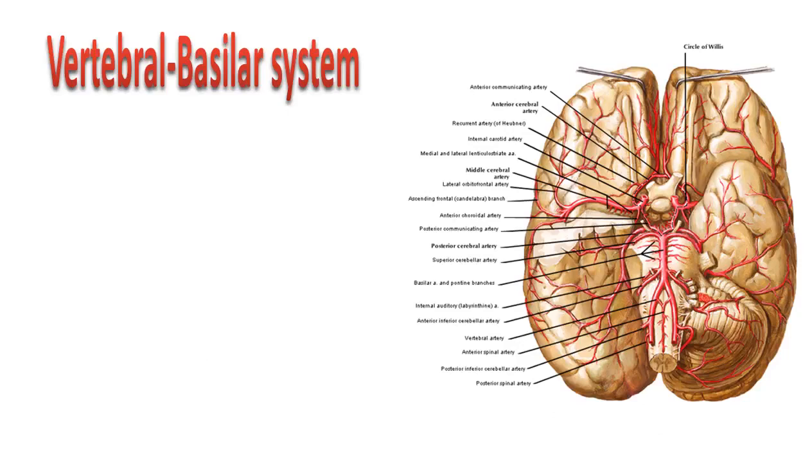So with this, we have completed the internal carotid system, the internal carotid artery. We are going to the vertebrobasilar system. So mainly the vertebral artery, which is again a branch from the subclavian artery. So you have two vertebral arteries arising from the subclavian artery. This also has four parts.